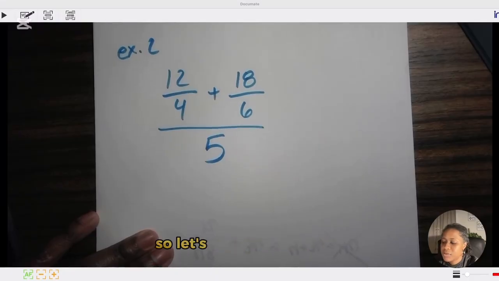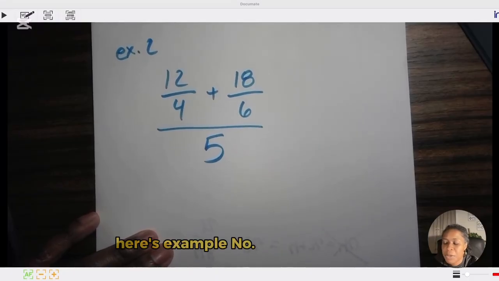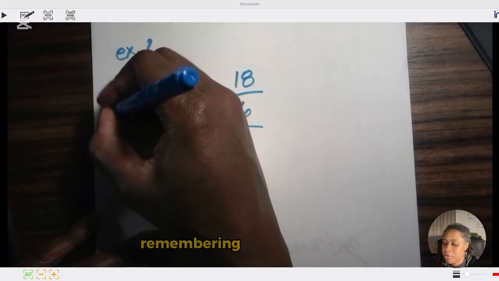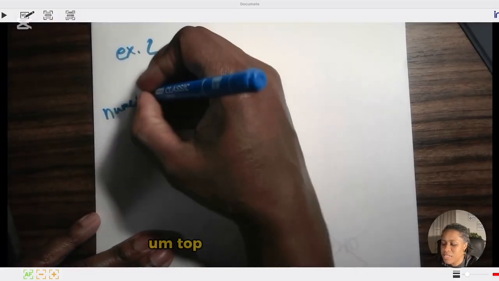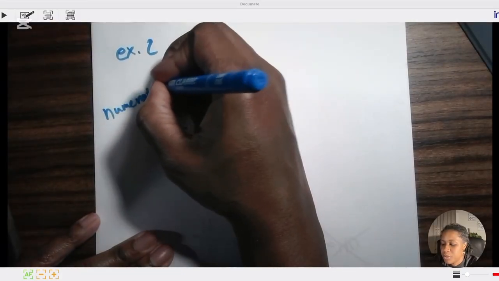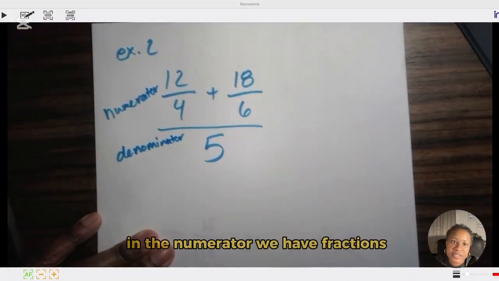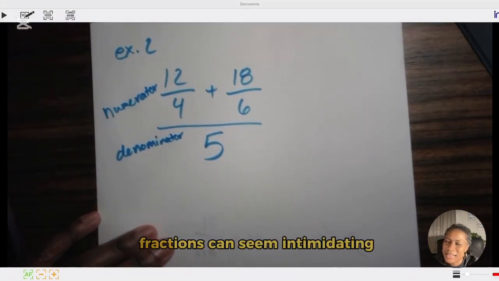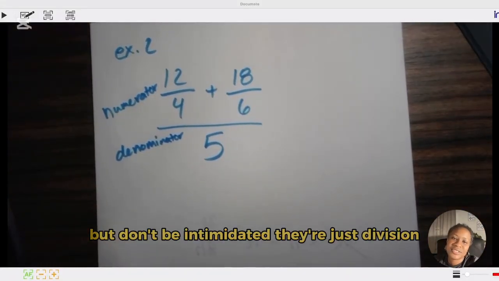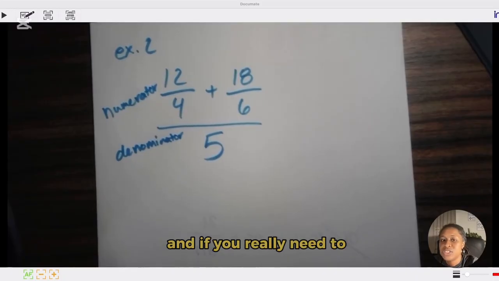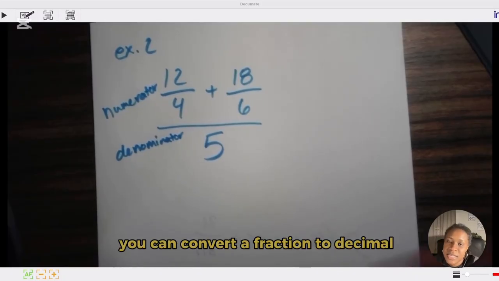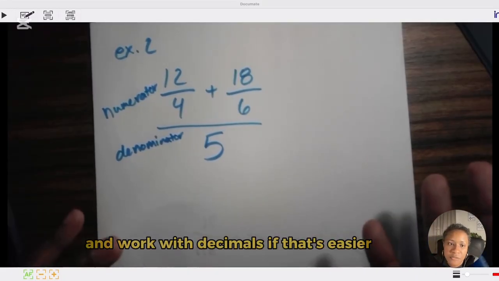All right, so let's step it up a little bit. Here's example number 2. Remembering, the top part is the numerator and the bottom is our denominator. In the numerator, we have fractions. Fractions can seem intimidating, but don't be intimidated. They're just division problems. And if you really need to, you can convert a fraction to a decimal and work with decimals if that's easier for you.